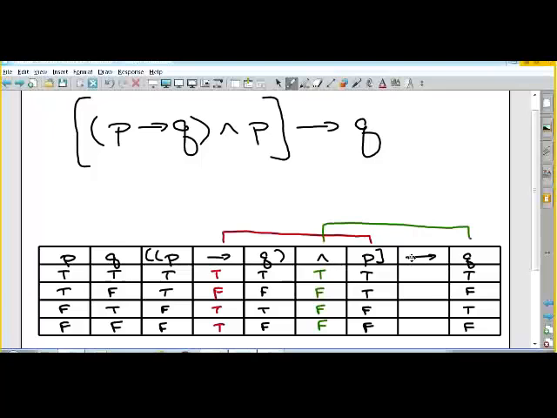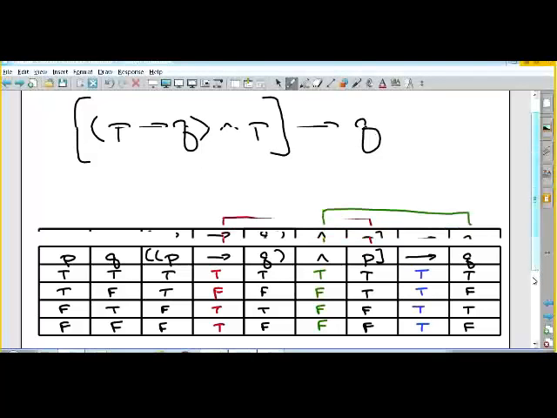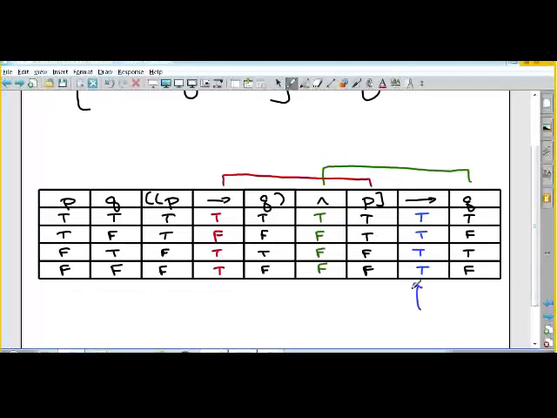So if I compare these two columns, the only time an if-then statement is false is if the first is true and the second is false. Well, you can see I have no cases of that. I have true, true. I have false, false. I have false, true, and false, false. So these are all true. So that's my result. They're all true.